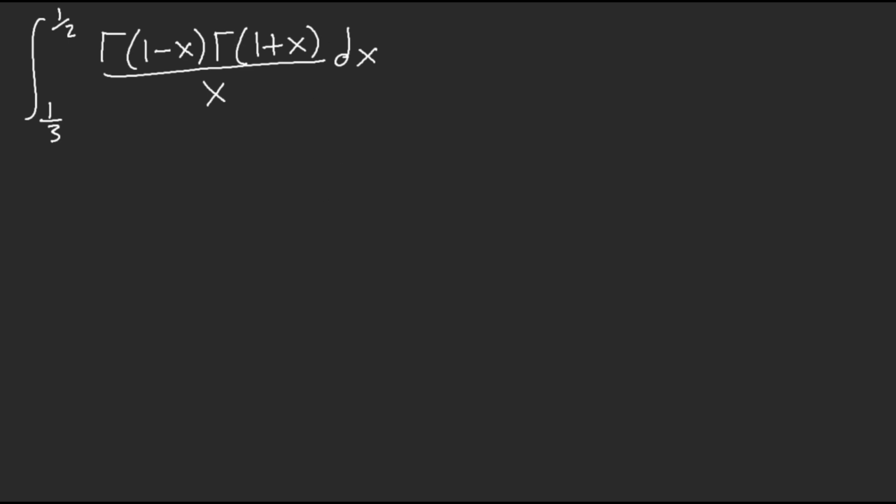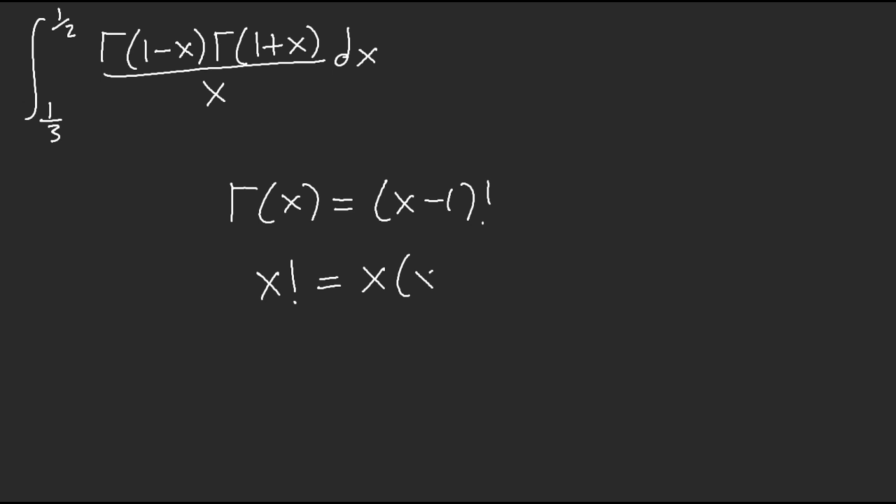Notice that the gamma of 1 plus x works like factorial. If you remember, the factorial version is gamma of x equals x minus 1 factorial. The way factorial works is like x times x minus 1, x minus 2, whatever, which still equals x times x minus 1 factorial. In other words, gamma of x plus 1 is equal to x gamma x.